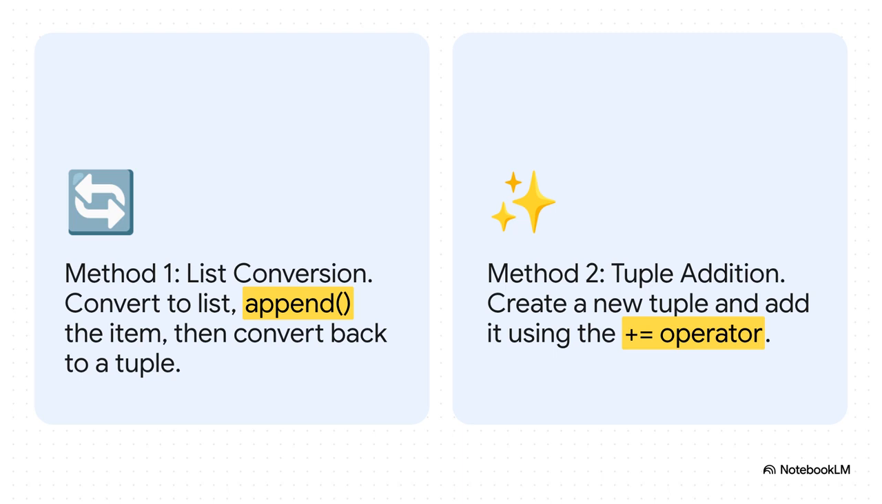But look at the right. This is a more direct way. You can actually add two tuples together. We make a new tiny tuple with just orange in it, and then add it to our original one. Both work perfectly. The first way might feel more familiar, but the second one is a little more direct.